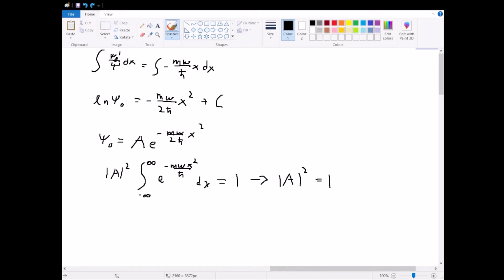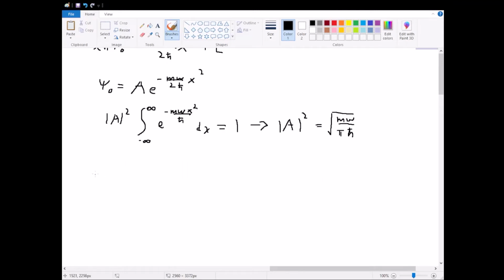So magnitude a squared does not equal 1. That's my mistake. It equals, I think, the square root of m omega over pi h bar. And I'm just going to get this by plugging it into an integral calculator. But if you want to actually solve this, you need to know how to do a Gaussian integral, and the wiki provides a relatively good derivation for how to do Gaussian integrals. You could look there if you want.